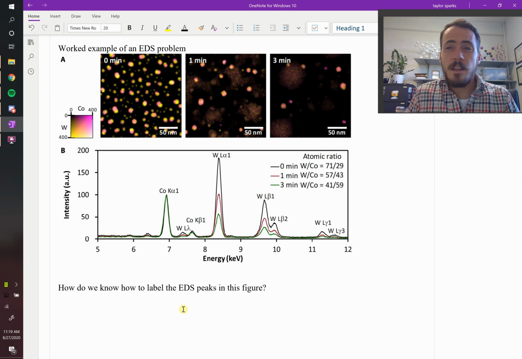All right. EDS is an amazing technique. Energy dispersive spectroscopy can tell you what elements are present, where they are, and how much of them there are relative to one another. Sound too good to be true? It's pretty rad. Take a look at this micrograph.